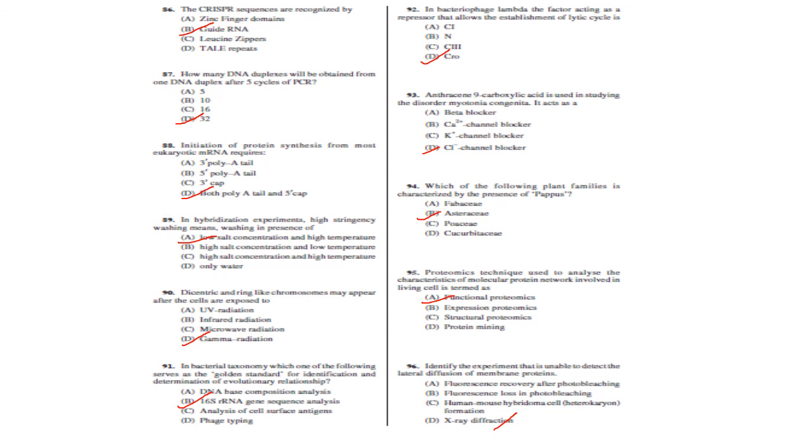Then next one. Identify the experiment that is unable to detect the lateral diffusion of membrane proteins. So it is X-ray diffraction. That cannot be used to detect the lateral diffusion of membrane proteins.